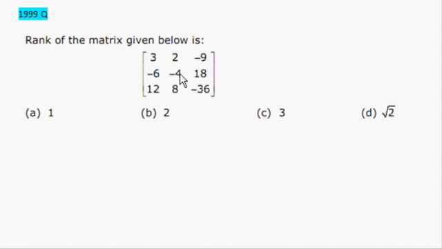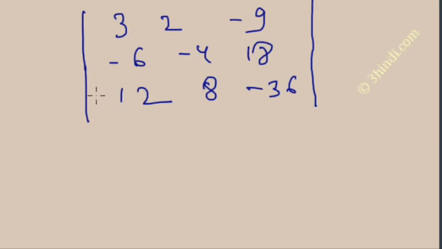To find the rank, you find the determinant value of the 3 by 3 matrix. If it is not equal to 0, then the rank will be 3. But you can also transform the rows in such a way that you get the maximum number of 0s, so that you can find the determinant value easily. To find the determinant value, there is an easy process.